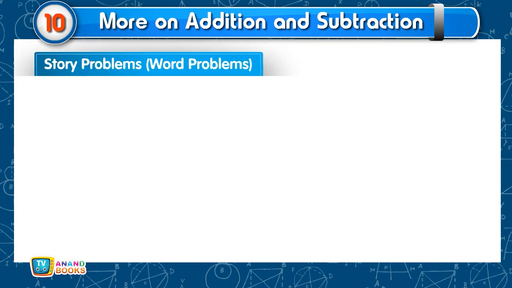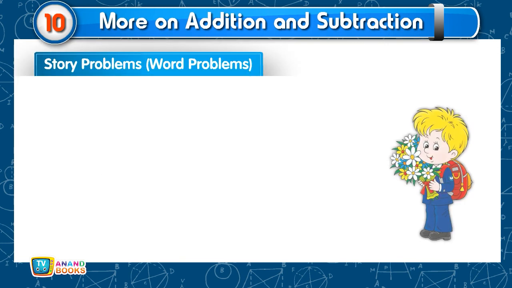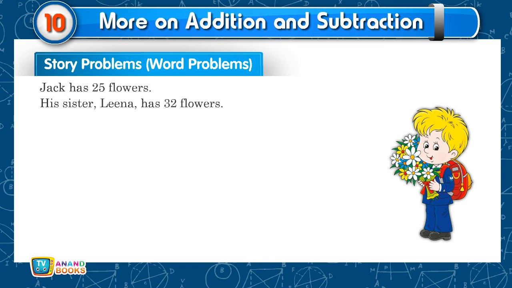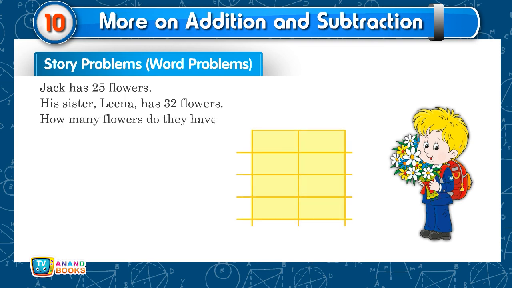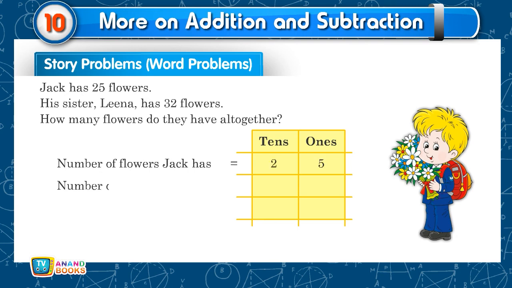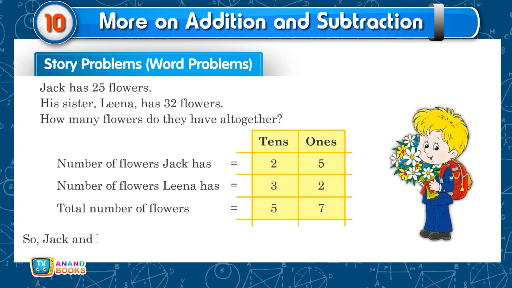Story problems, word problems. Jack has 25 flowers. His sister Lena has 32 flowers. How many flowers do they have altogether? Number of flowers Jack has, 25. Number of flowers Lena has, 32. Total number of flowers is equal to 57. So Jack and Lena have 57 flowers altogether.